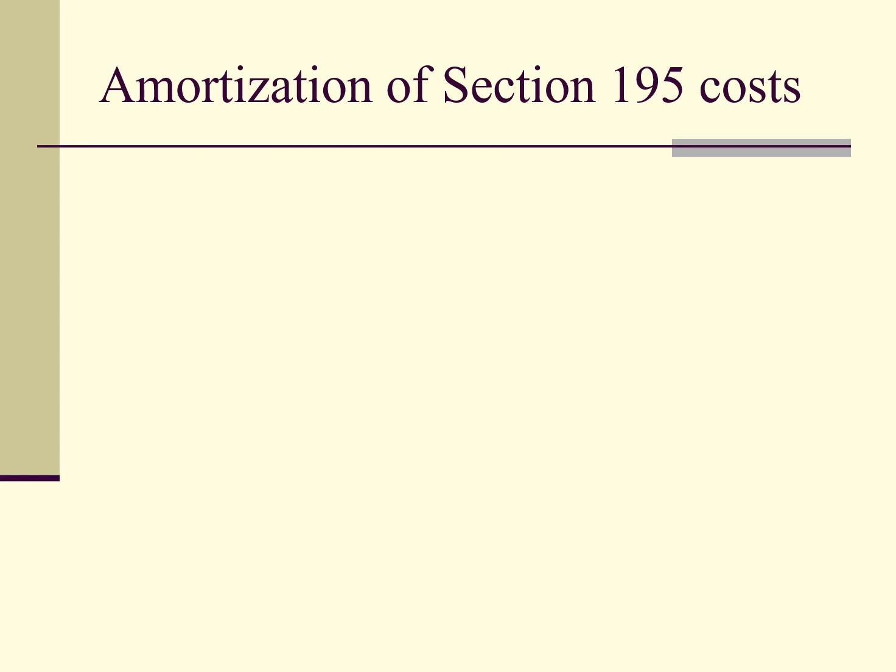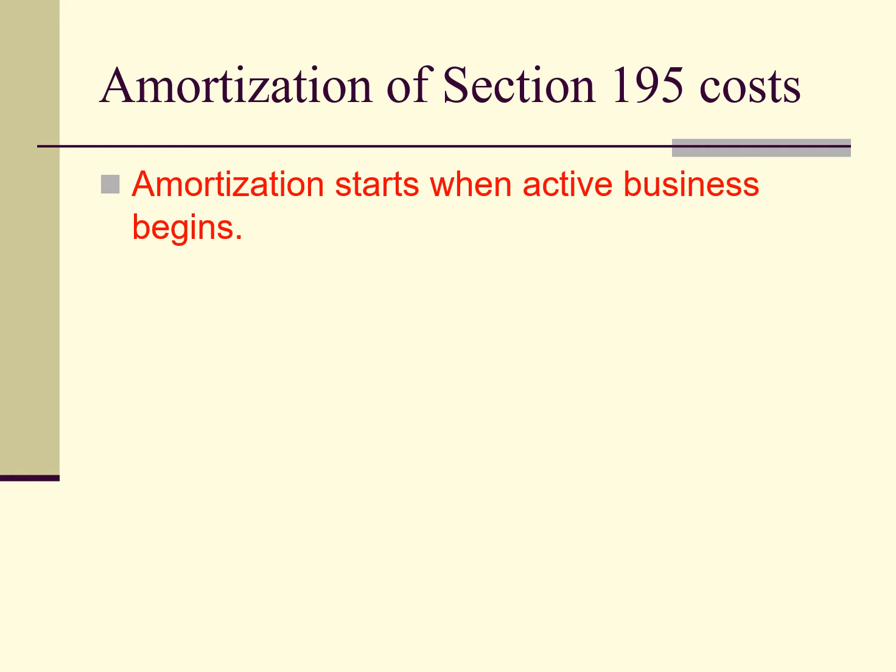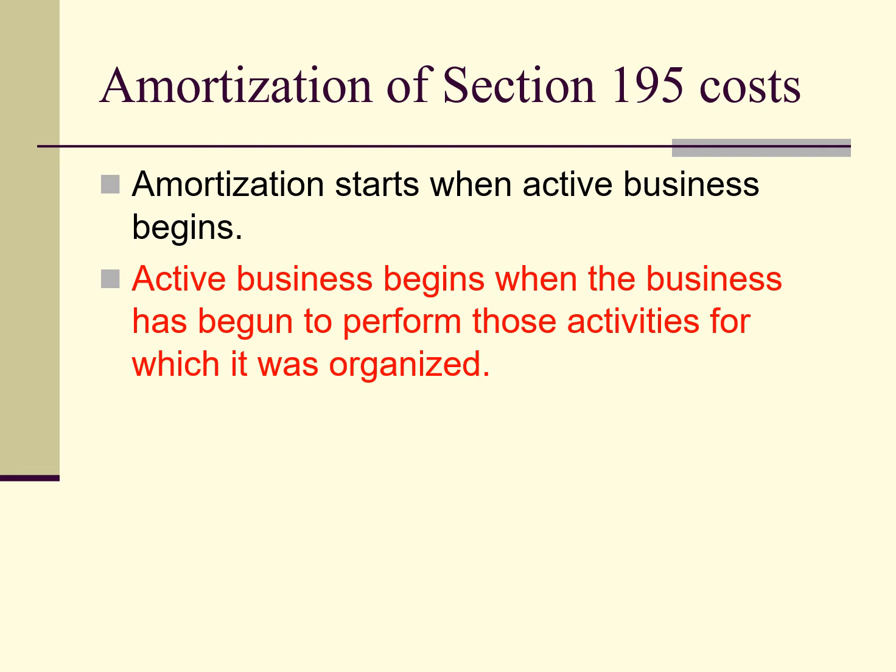Once we've deferred Section 195 costs, we have to start thinking about amortizing them. Amortization begins when the startup period ends and active business operations begin. Active business operations begin when the business entity has begun to function as a going concern and perform those activities for which it was organized.